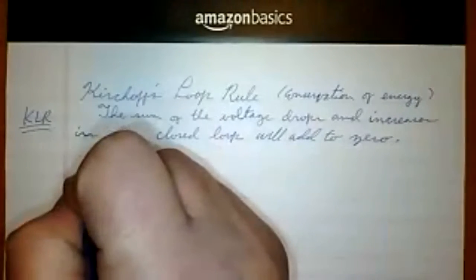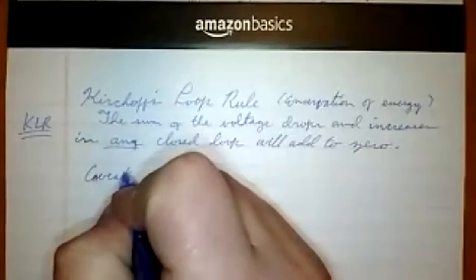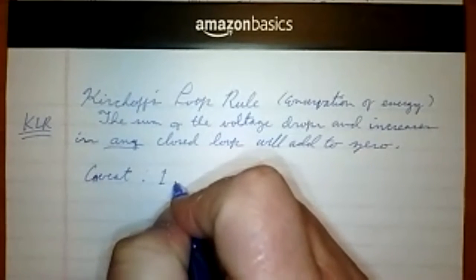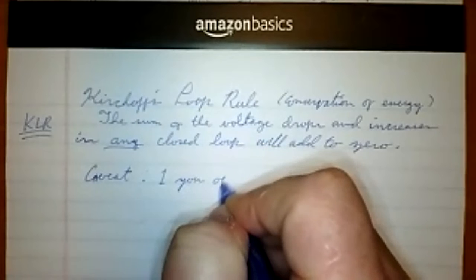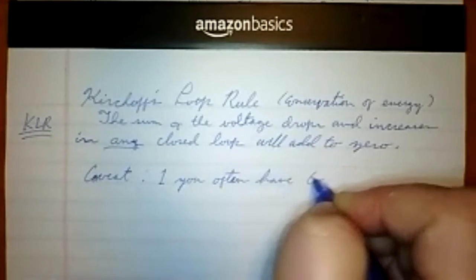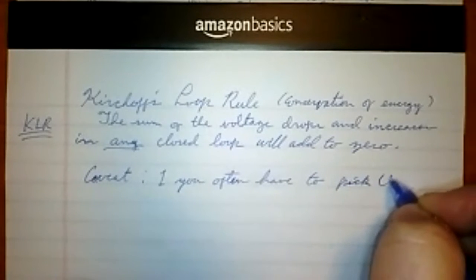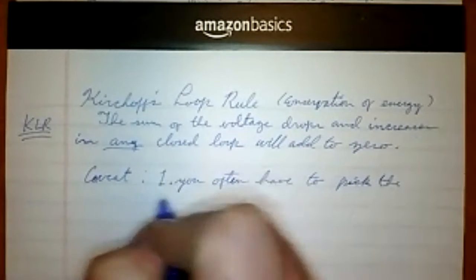And the rules are, if you go in the direction of current flow, and you're going to pick the current flow, by the way, you're going to pretend like you know what directions all the currents in the circuit are going. Once you pick them, you got to stick to it, though. So let's say caveat. So here's a caveat. 1, you often have to pick the current directions.